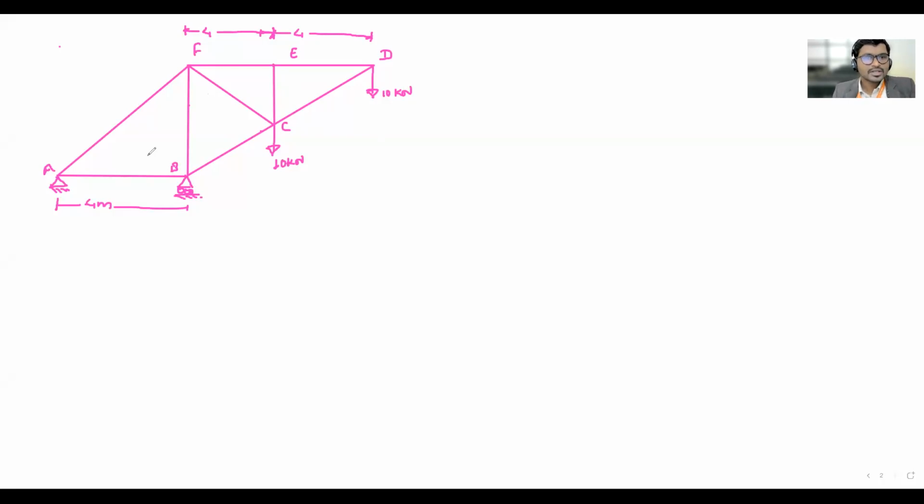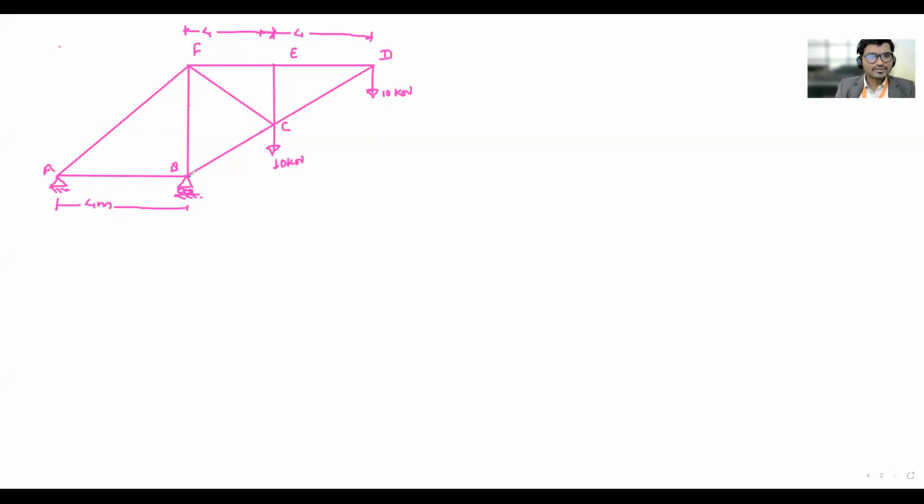Okay. So here the loading for the truss is at C and D and the supports are at A and B. Okay, so now we will require to find out firstly the reactions at A and B. In the first step, we need to find the reactions at A and B.